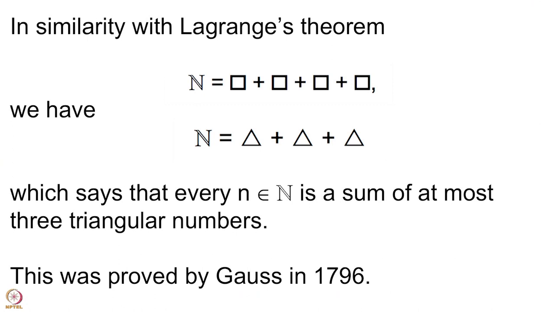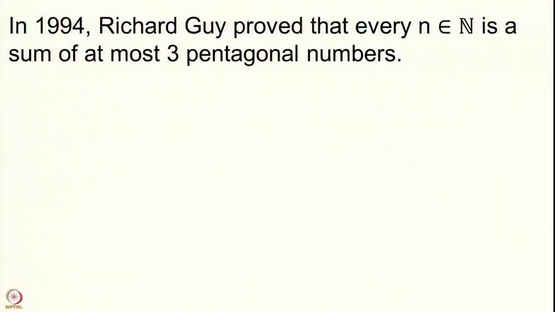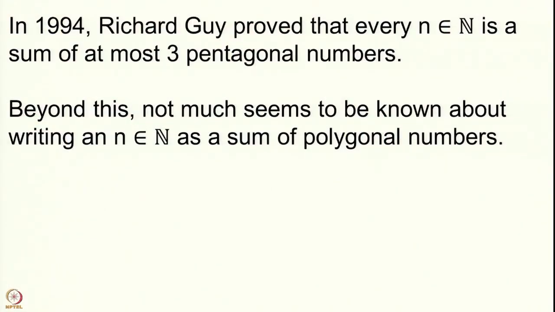He had noted this in his diary, and the date for that entry is 1796. So, Gauss had noted this, that num is delta plus delta plus delta. You need at most 3 triangular numbers to write every natural number. And we can ask what would happen for higher polygonal numbers. Richard Guy in 1994 proved that every natural number is a sum of at most 3 pentagonal numbers. But he generalized the earlier concept of a pentagonal number. Using his slightly generalized concept, he could prove that every n is actually a sum of at most 3 pentagonal numbers. However, beyond this, not much seems to be known about this.